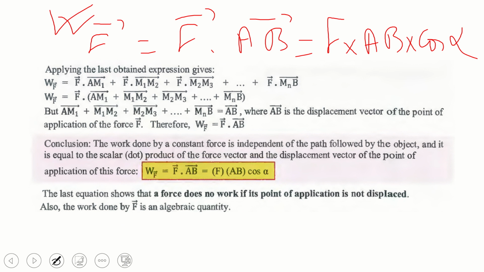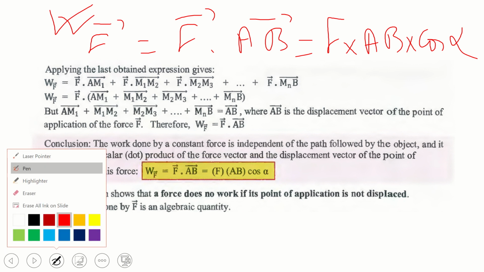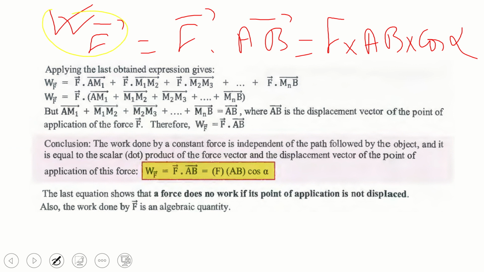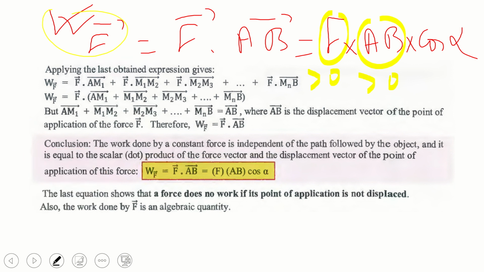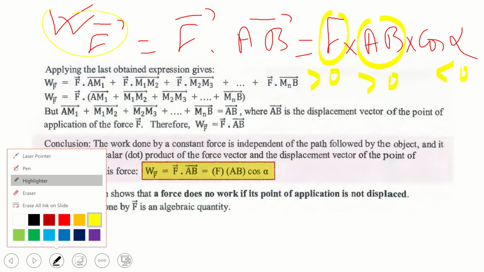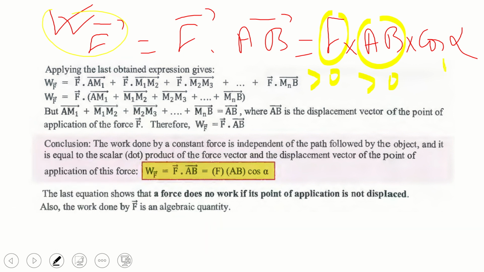Why? Since the work done by a force equals the magnitude of F, that is always positive, times the magnitude of AB, that is always positive, times cosine alpha. If alpha is an acute angle, cosine alpha is positive, so the work is positive. If alpha is an obtuse angle, cosine alpha is negative, so the work is negative. If alpha equals 90 degrees, cosine alpha equals 0, so the work equals 0.